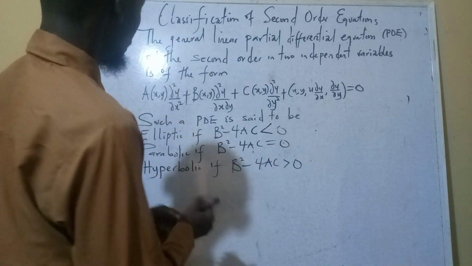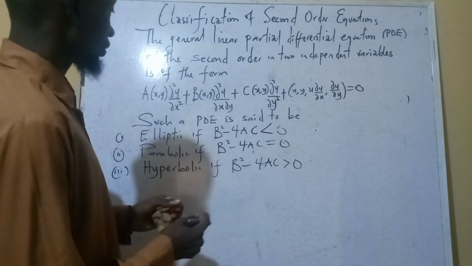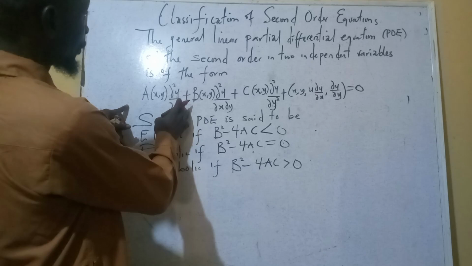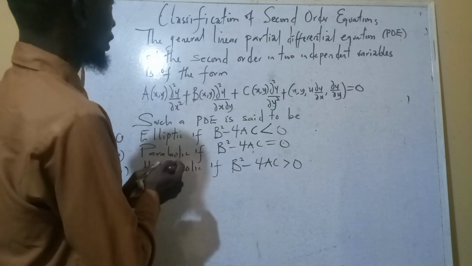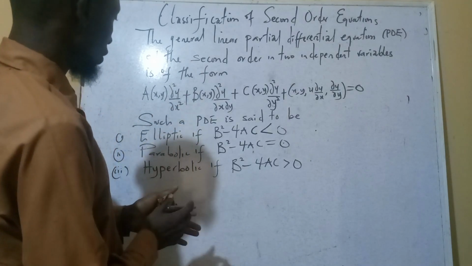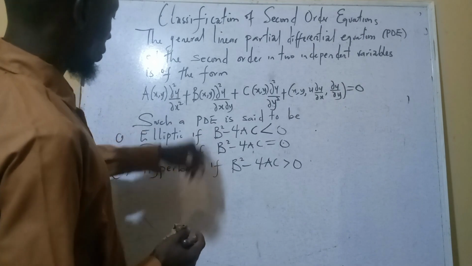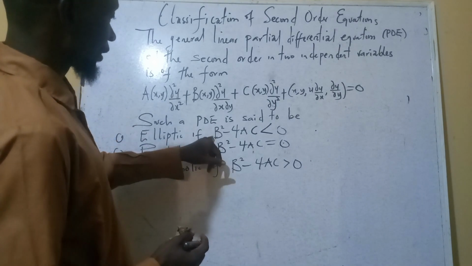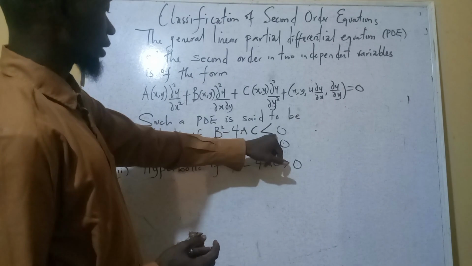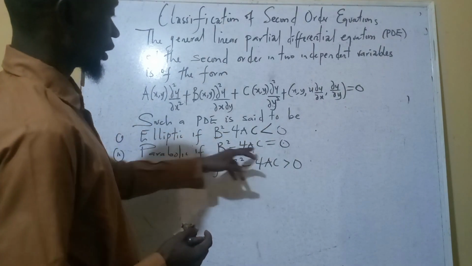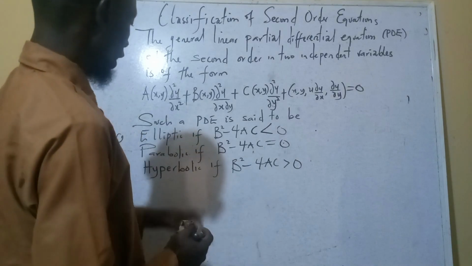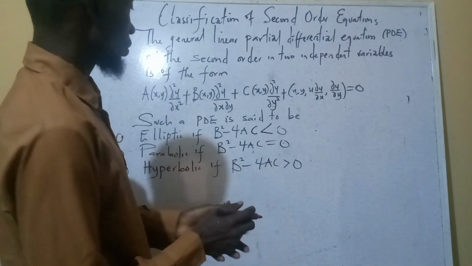So let's start with the classification of second order equation. This equation is a partial differential equation, right? Now if we want to classify our equation, we have to consider three conditions. Number one is elliptic, that is when this one is less than 0. Parabolic, if this one is equal to 0. Hyperbolic, if this one is greater than 0.